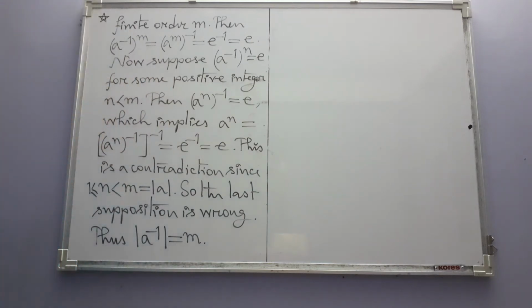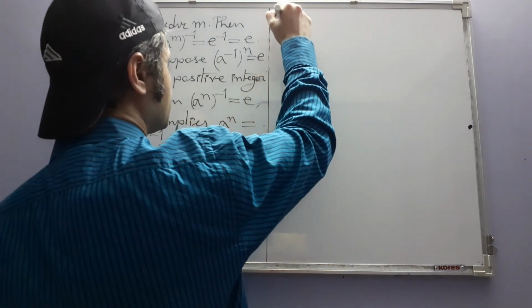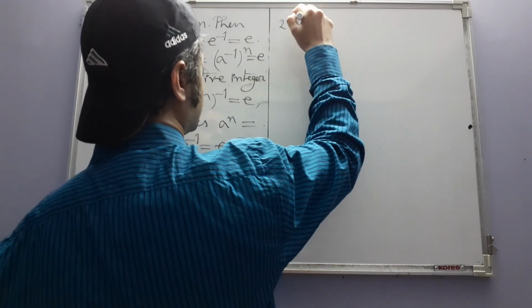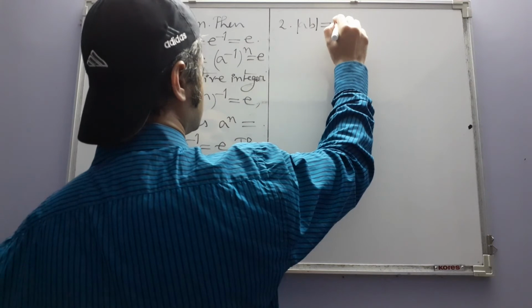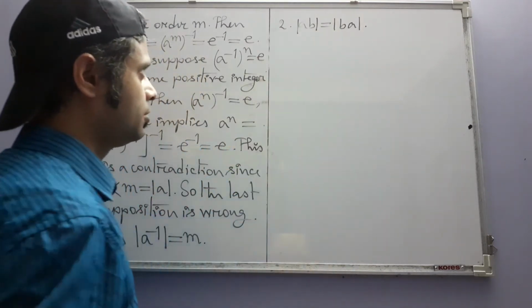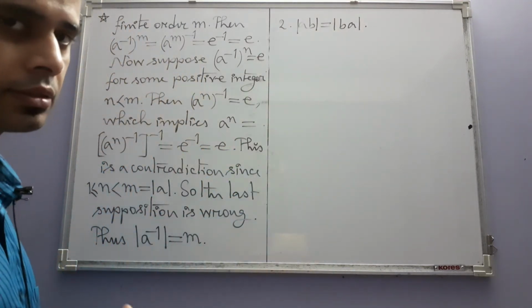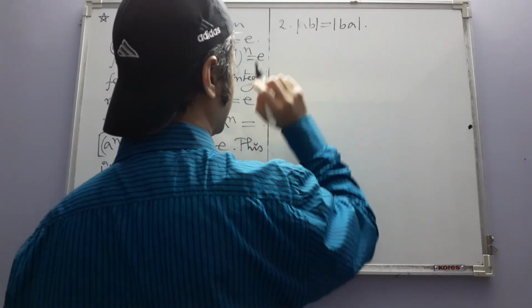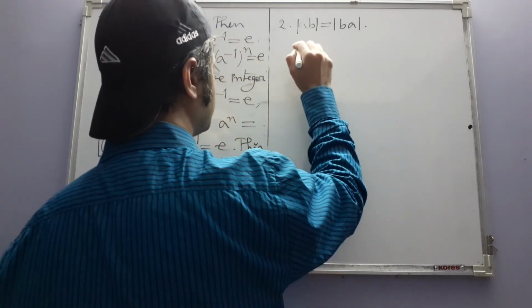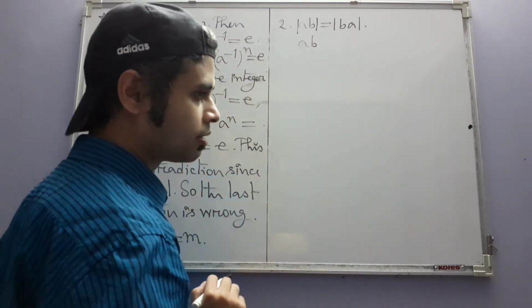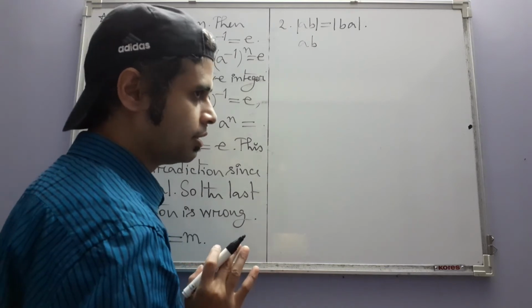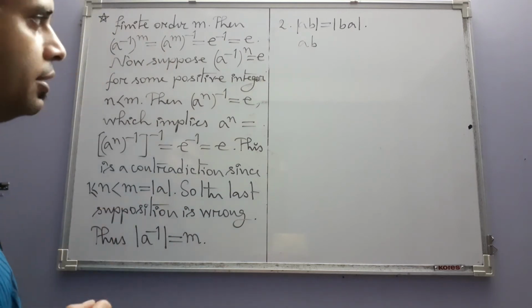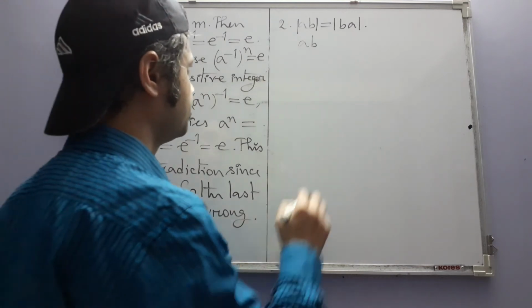Now in the second part we have to prove that AB and BA have the same order. Here also that finite-infinite thing will come, so I am not going to do it, I leave that to you. You have to prove that if AB has infinite order, then BA also has infinite order. And the finite case also I am leaving, but with this hint.